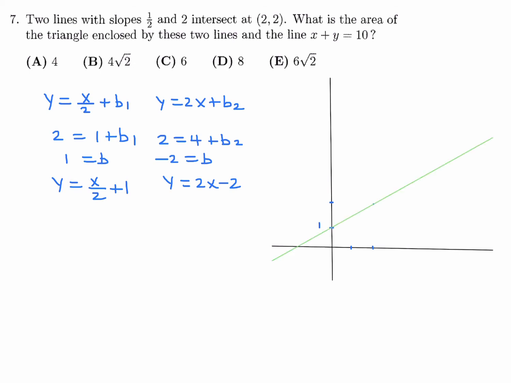So that's the first line. Next one, let's use that equation. When x is 0, y is negative 2. So approximately here, negative 2. And 2, 2, that's the one, of course, that they gave us in the question. So there we go. Now we've got to look at that one.